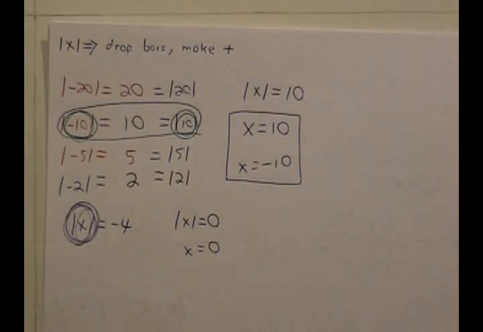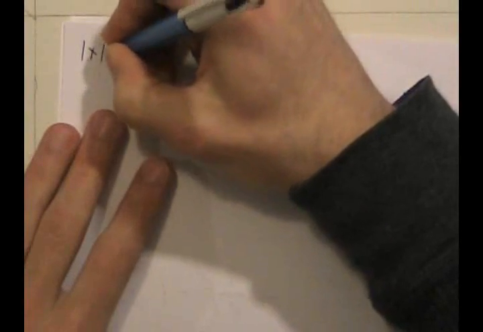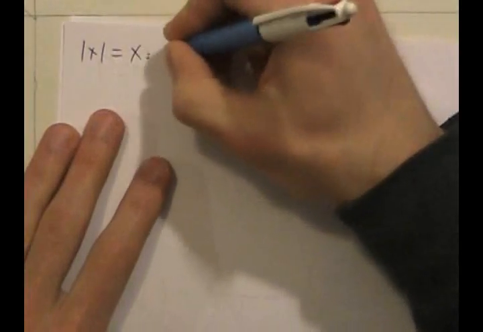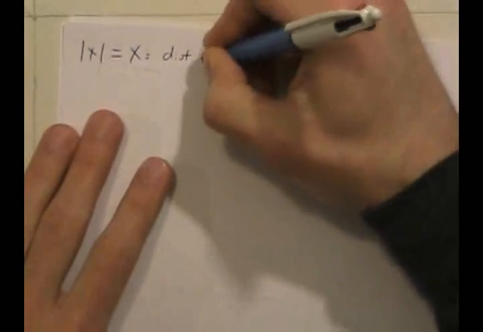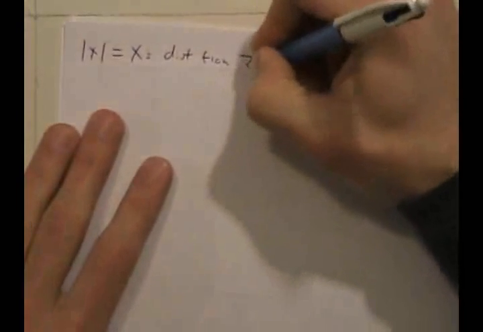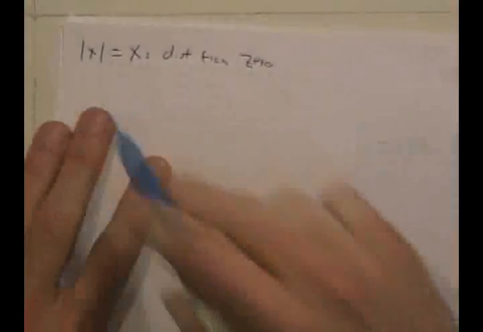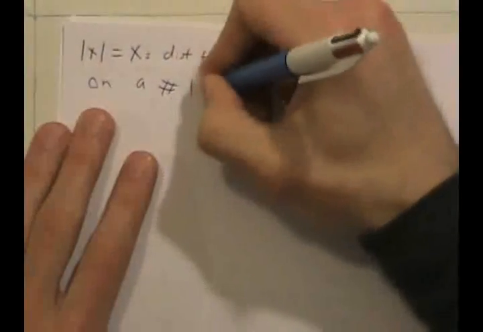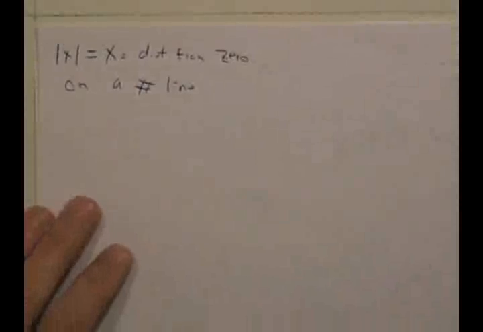Another way to think about absolute value is when you see this notation, absolute value of x, you should think of this as x's distance from 0. The distance that x is from 0 on a number line. So this is just a different way of thinking about it, but it's particularly useful in solving equations and inequalities.